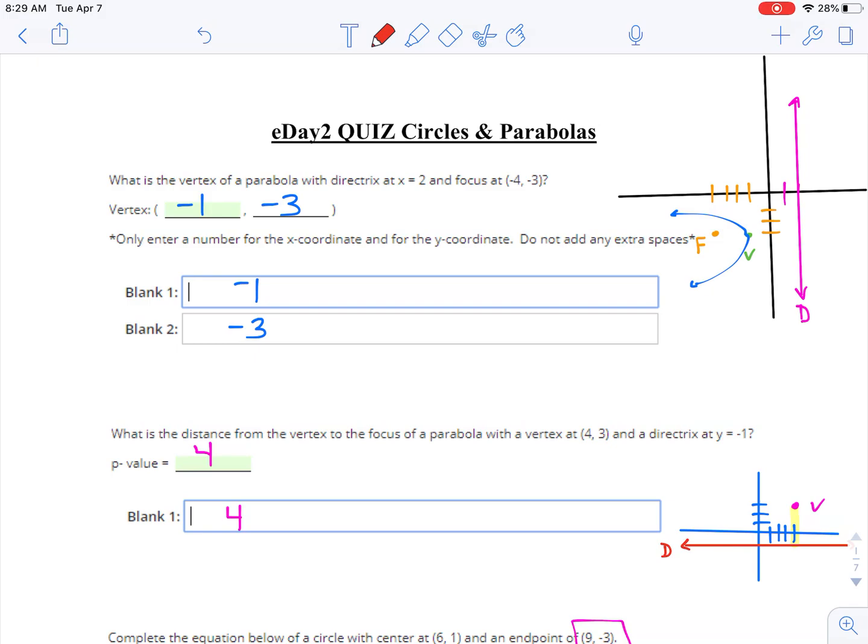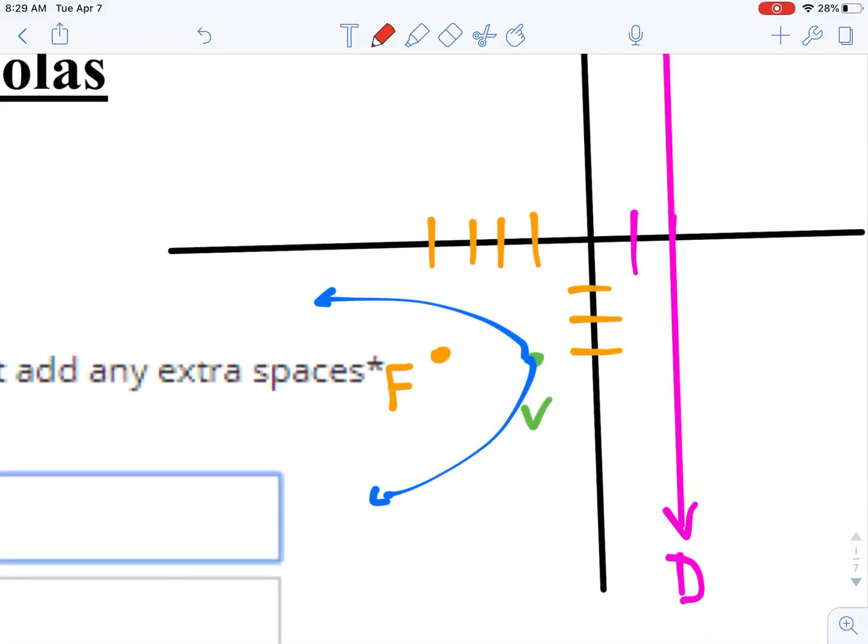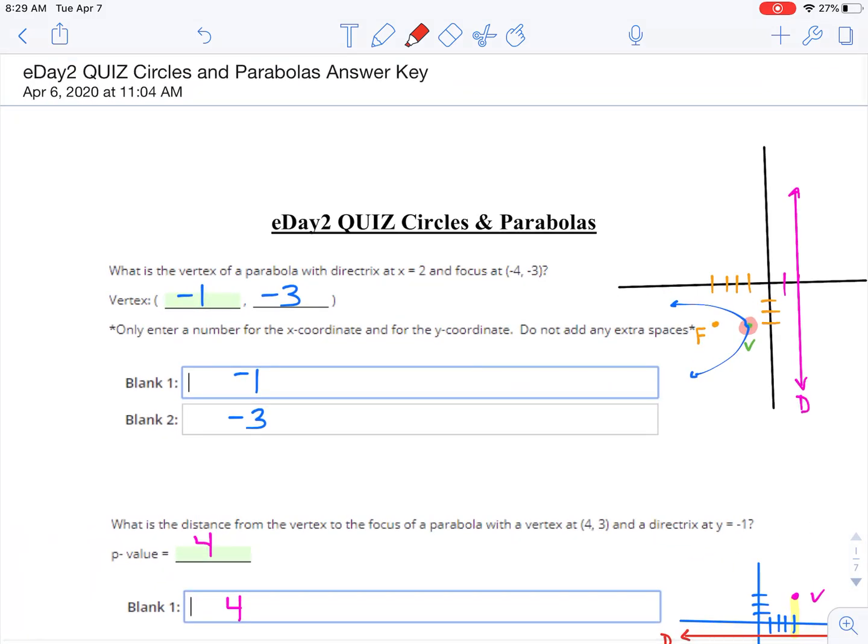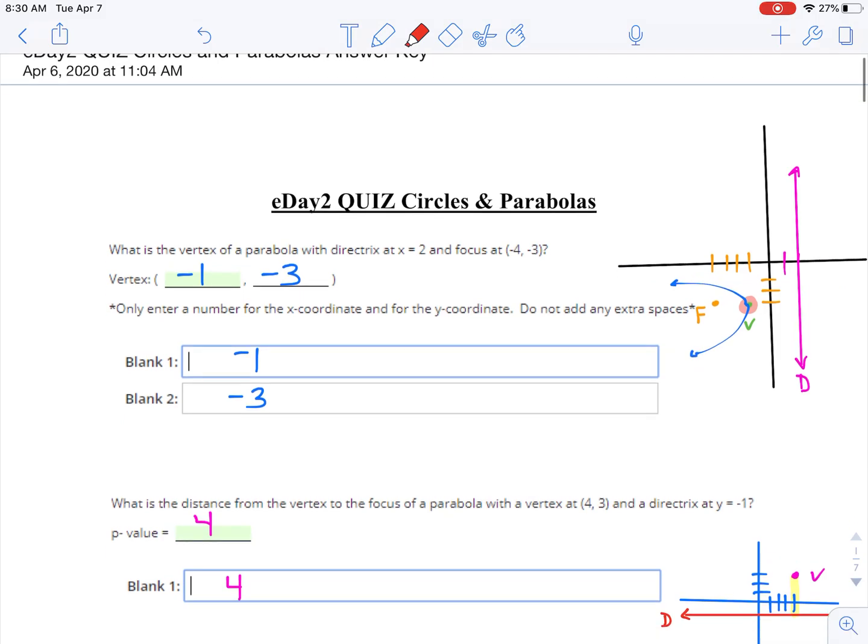For this first problem, it says, what is the vertex of a parabola with directrix at 2 and focus at -4, -3? When you first did your problem, did you draw a picture? If you draw a picture, your goal is to find your vertex. Knowing where your focus is and your directrix is, your vertex is halfway in between them. That would give us an ordered pair of -1, -3. So for this one, draw a picture. Halfway between the focus and the directrix is your vertex.